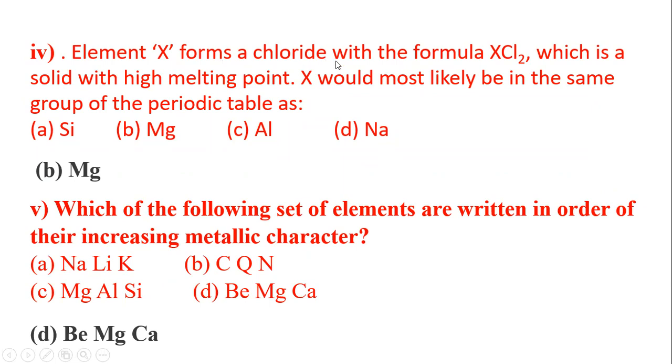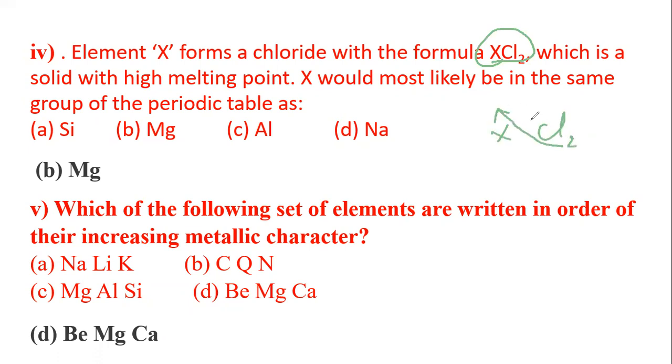Element X forms a chloride with the formula XCl2, which is a solid with a high melting point. X would most likely be in the same group of the periodic table as which element? See here, high melting point. With a high melting point, you know that ionic compounds have high melting points. Here just have a look at the formula given, XCl2.